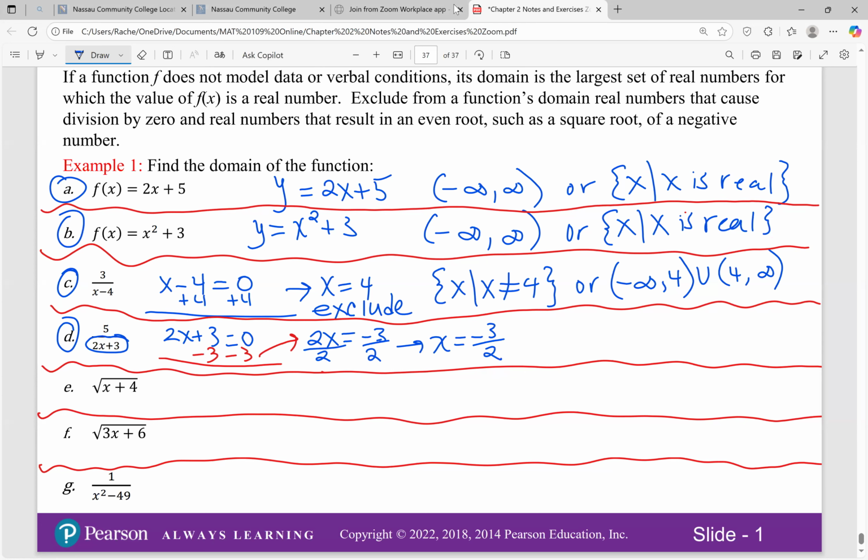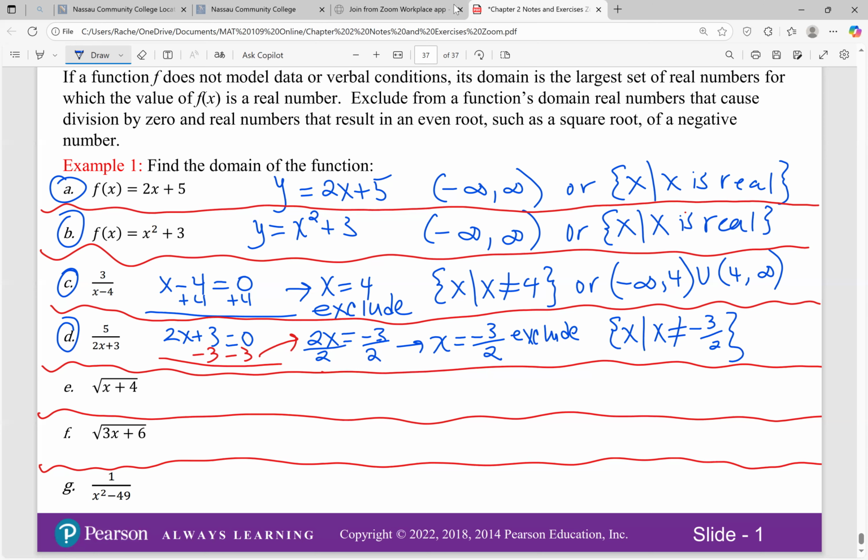So when x is equal to negative 3 halves, the denominator of this expression would be equal to 0 because it's 2x plus 3, right? But 2 times negative 3 halves is negative 3, and negative 3 plus 3 is 0. So we have to exclude this value from the domain. So my domain is going to be all values of x such that x is not equal to negative 3 halves. It could be any other real number except for negative 3 halves.